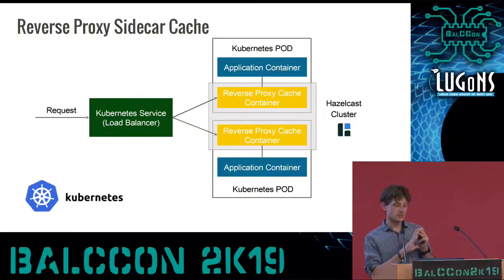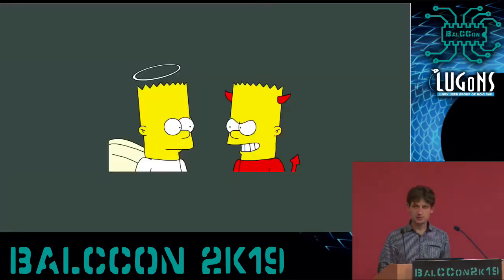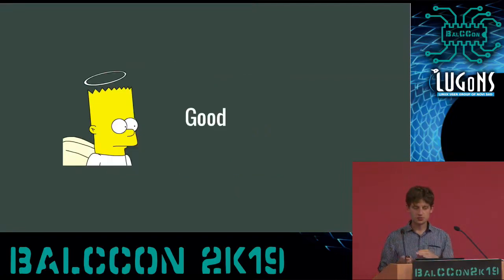Now the flow is as follows. Kubernetes service receives the request and passes it to one of the pods. However, this time it's not the application that receives the request, but the reverse proxy cache container. It checks if the request is cached, and if it's not, then it passes it to the application container. So the application does not know that such a thing as the reverse proxy cache container exists. Application does not know about caching. And this fact has some good sides and bad sides. So maybe let's start from what is good.